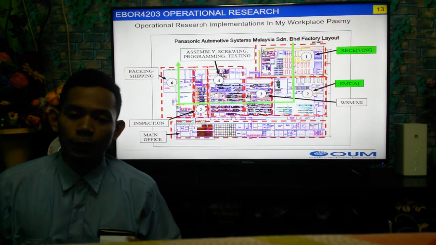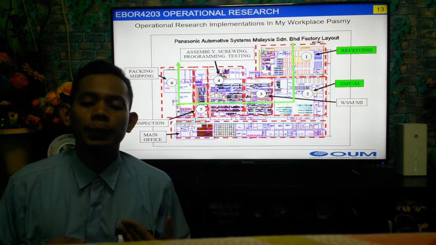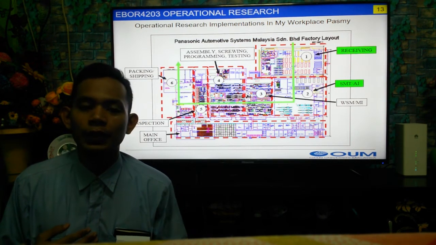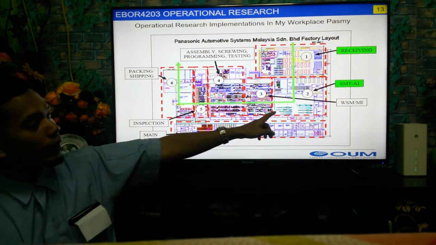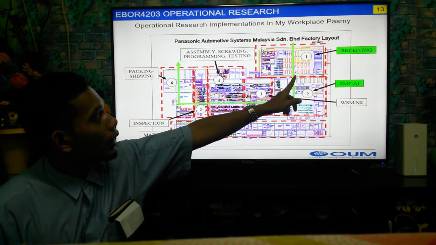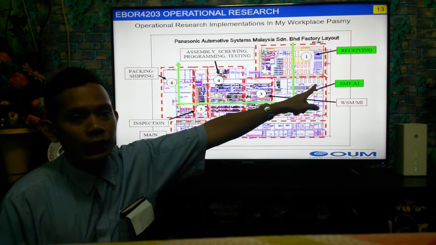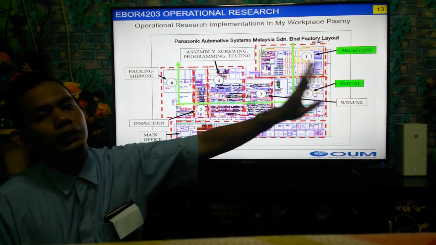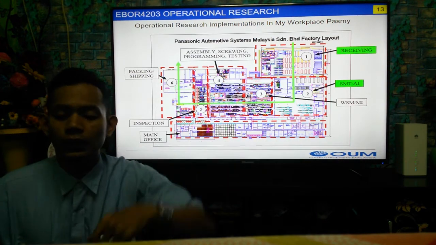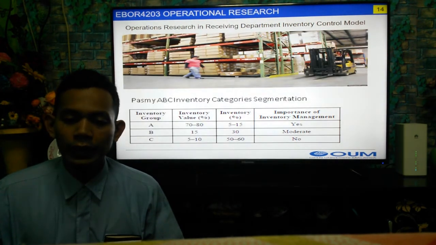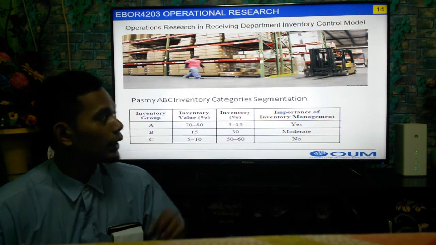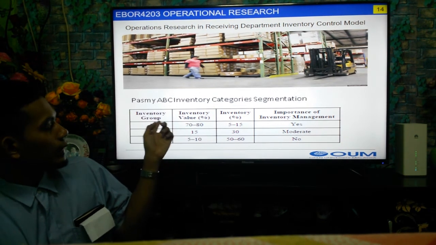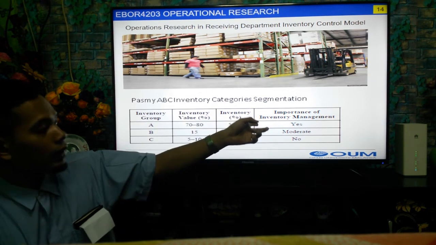Now operational research implementation in my workplace, PASMAI, the short name for Panasonic Automotive System Malaysia. This is the plant layout. The implementation I plan is in the receiving department and the SMT AI department, the auto insertion department, which is more technology. First, in the receiving department, I will put in an inventory control model. The technique is ABC inventory category segmentation.